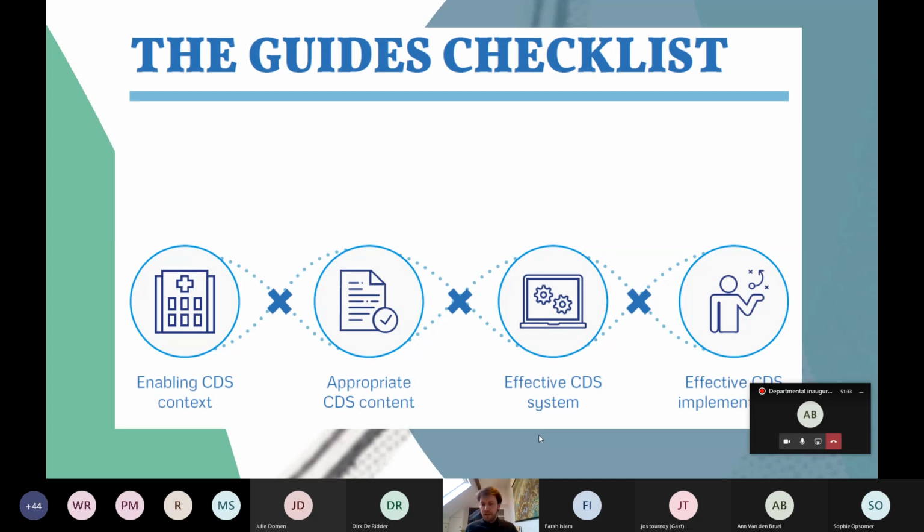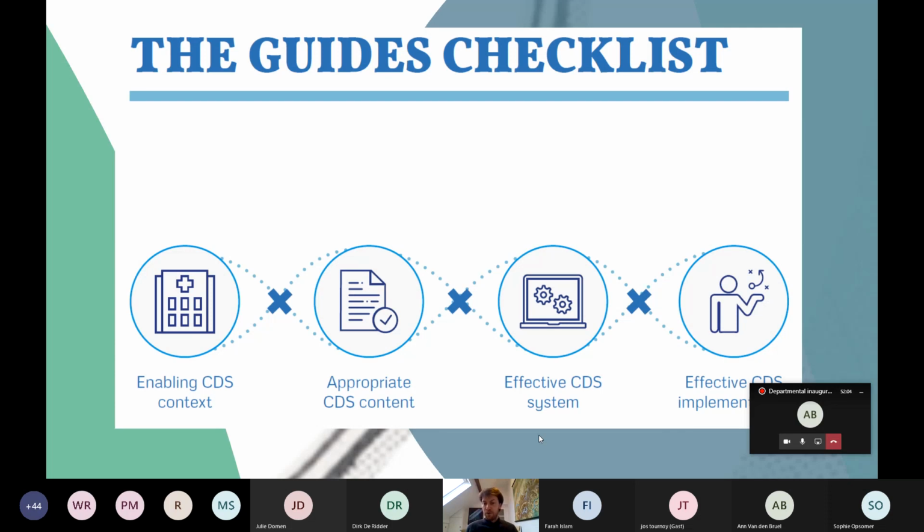Appropriate content, that's very, very important, because the trustworthiness of the system is crucial in installing trust in clinicians. And if you see that the content doesn't really agree with how clinicians experience the clinical guidelines or the methods of work, then they lose trust and then they stop using the system.